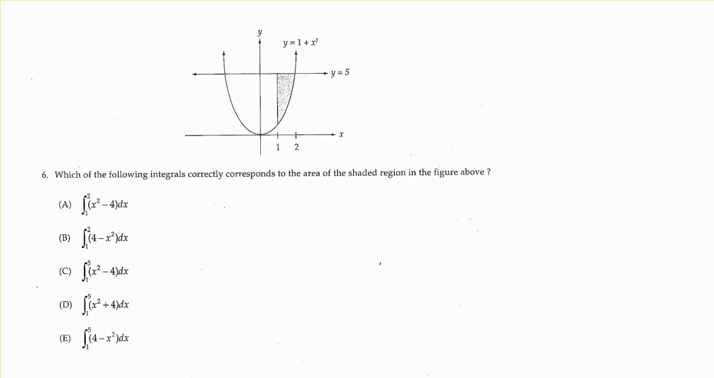Which of the following integrals correctly corresponds to the area of the shaded region in the figure above? So we've got the function y equals 1 minus x squared. We've got the function y equals 5. And it looks like this is the area we're looking at. And I think I kind of drew that right too, really. The words we say in class are top minus bottom.